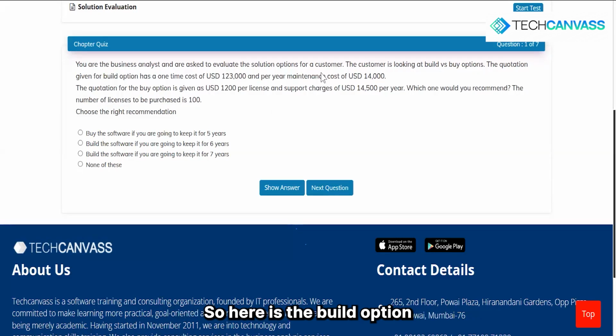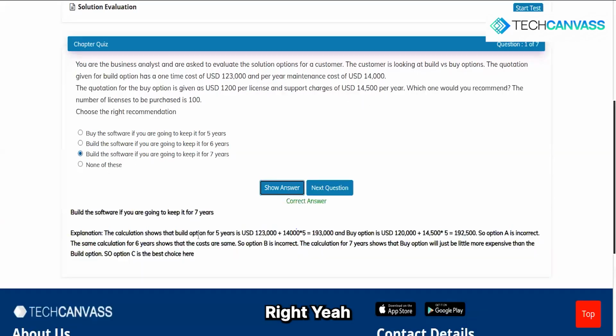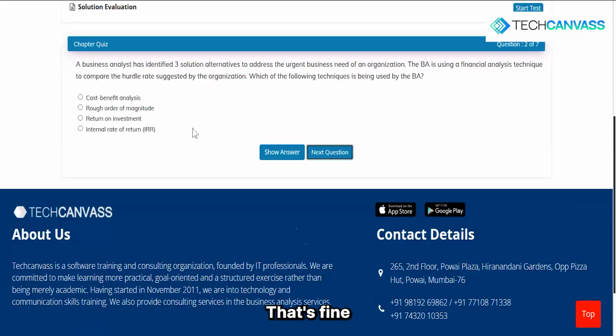So here is the build option. Here is the buy option. You will calculate it. It says there is a one-time cost of USD this and a per-year maintenance. So 123 plus 1400 for the next 5, 6 or 7 years, right? The calculation is like this: 123 plus 1400 will give you this, and buy is this into this. The same calculation for 6 years shows that the costs are the same. So option B is incorrect. The calculation for 7 years shows that the buy option will be a little more expensive than the build option. So option C is the best choice here. You can have a look at this later also. That's fine. Okay, try this.